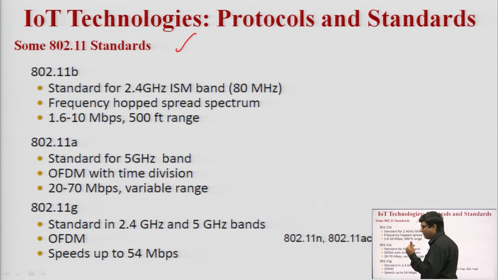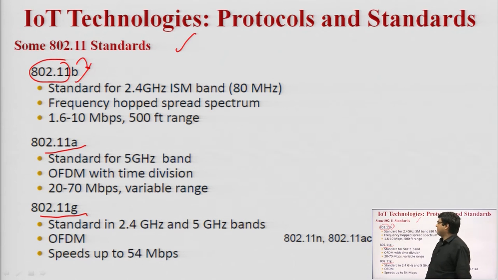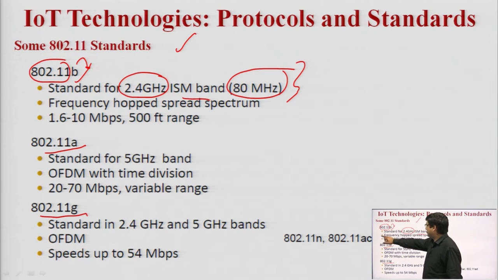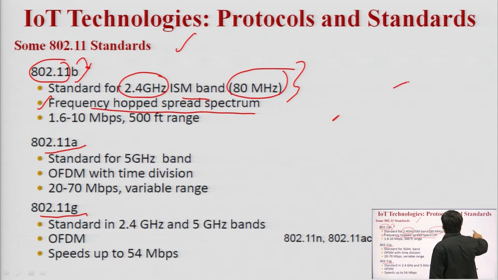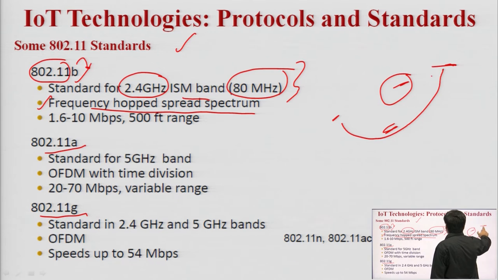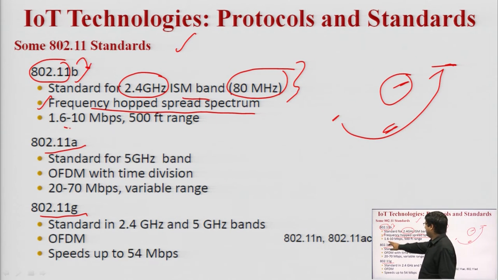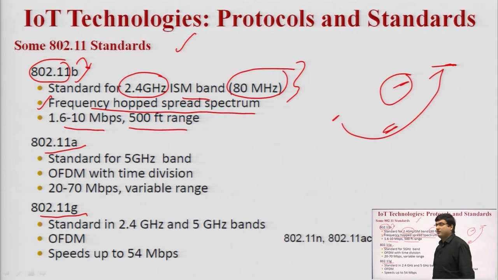If we are following the wireless local area network, it is based upon some standards. 802.11 is the common standard. It has some subsets like 802.11b, 802.11a, 802.11g. 802.11b has a frequency of 2.4 gigahertz and it lies in the ISM band. Its bandwidth is 80 megahertz. It is based upon frequency hopped spread spectrum. What is the meaning of frequency hopped? For example, if we are communicating from this device to another device and this device breaks, then we can use another device to transmit the data, that is the hopping. It has a speed of 1 to 11 megabits per second and a range of 500 feet, okay.